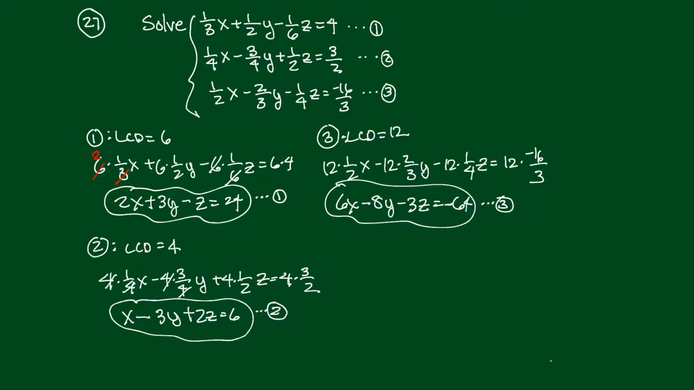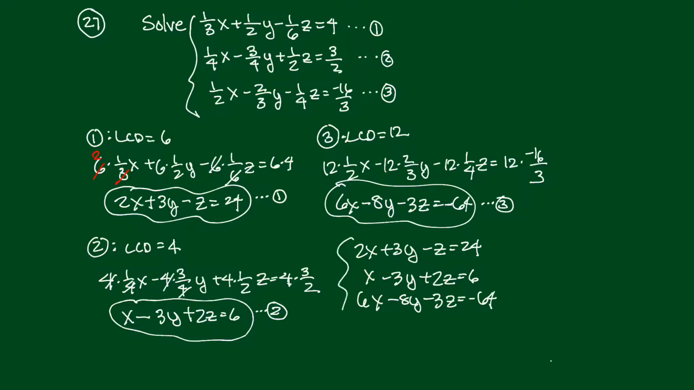So now we are looking at this system here. 2x plus 3y minus z equals 24. Second equation is x minus 3y plus 2z, that's equal to 6. And the third equation, 6x minus 8y minus 3z is negative 64. There's equation 1, equation 2, equation 3.